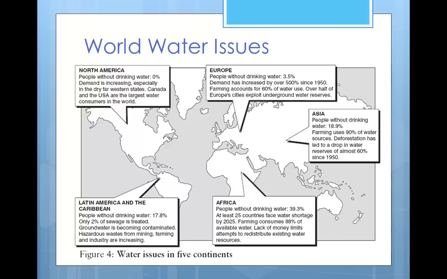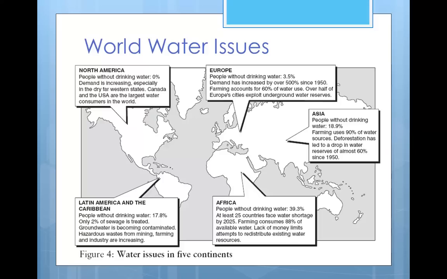You can see that we've got some significant problems where you've got HICs which either have 3.5% or 0% with people without drinking water, compared to in the African nations you've got 39.3%. That's over 1/3 at risk of water shortage, not having clean water. And climate change is then going to make this situation worse, with at least 25 countries facing water shortage by 2025. And this is some real problems, and they don't necessarily have the money to deal with that.